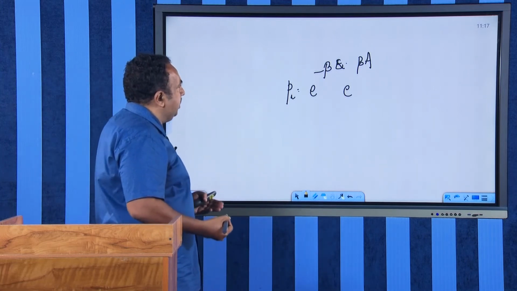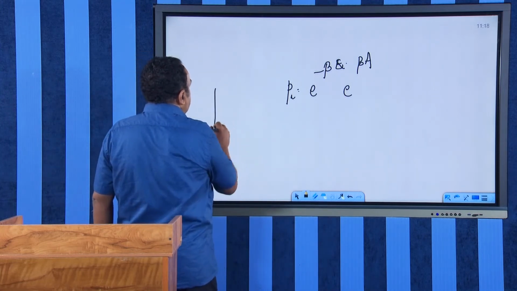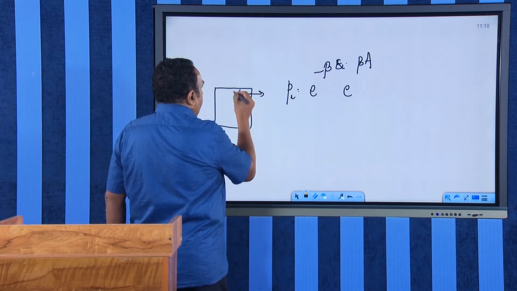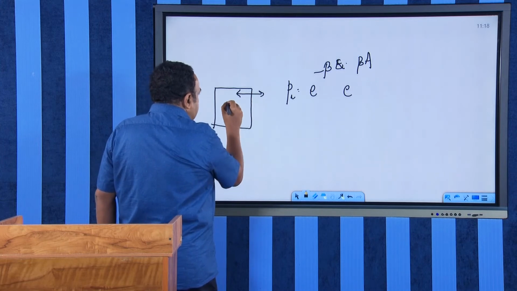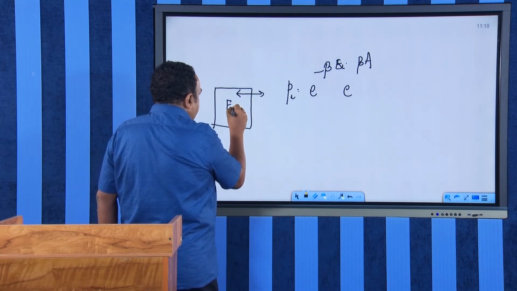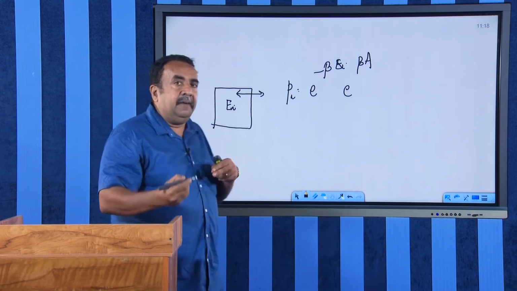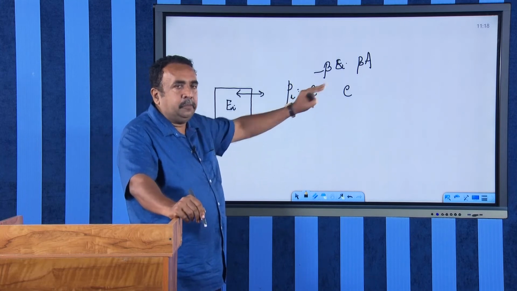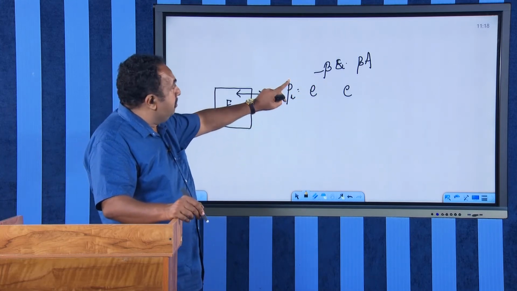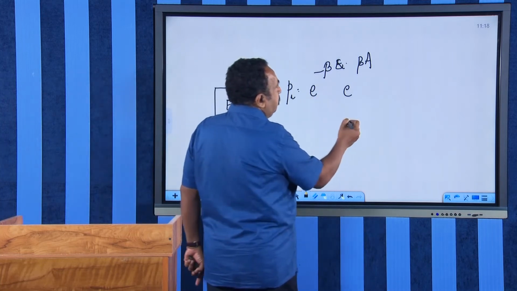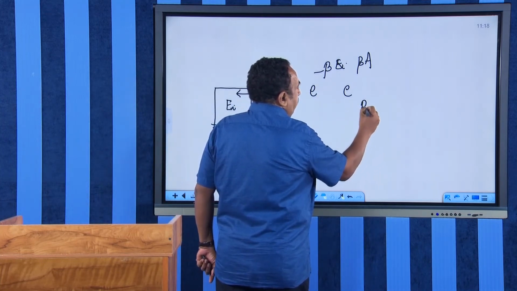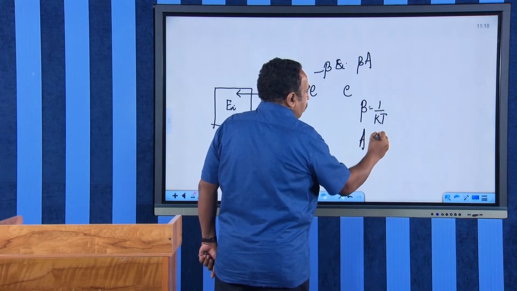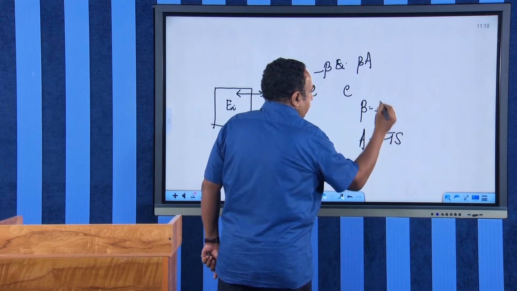This is the probability that the system will have energy EI. Your system is here, and at any instant it is exchanging energy with the surroundings. At a particular instant, the system will have a particular energy EI. What is the probability that the system has that energy EI at any instant? That is given by this expression: Pi is equal to e raised to minus beta EI into e raised to beta A, where beta is 1 upon kT, and A is U minus TS.